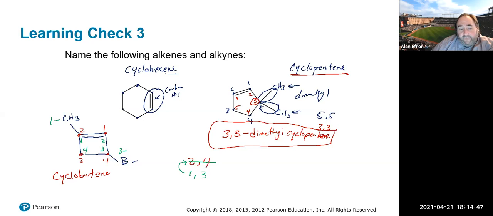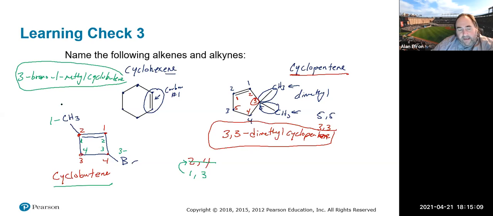The one that should come first is B before M. So we would actually have 3-bromo, 1-methyl cyclobutene. Any question on that name? So we do go alphabetical regardless of number, as we saw the other day as well. So even though that's 3 and that's 1, alphabetically speaking, B before M.